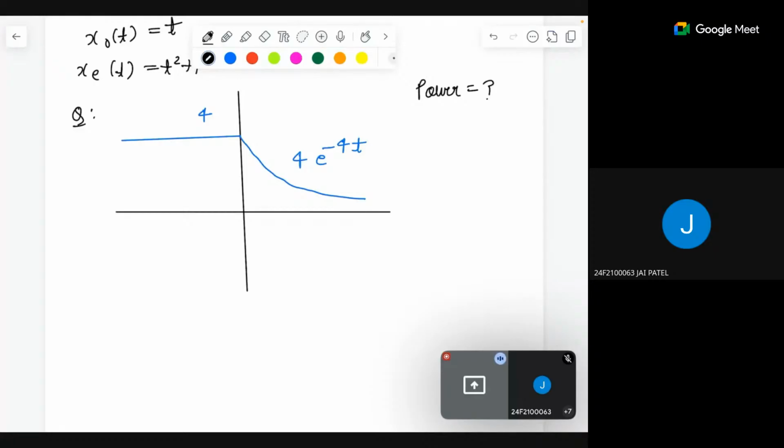If anyone gets the answer, please unmute and tell me your answer. Ma'am, is it 32? Power 32. Yes, ma'am. Ma'am, I think the power is 0. No, it is not 0. Use the formula. I will write the formula. Power is limit t tending to infinity, 1 by 2t, integration from minus t to t, mod of x of t squared dt.